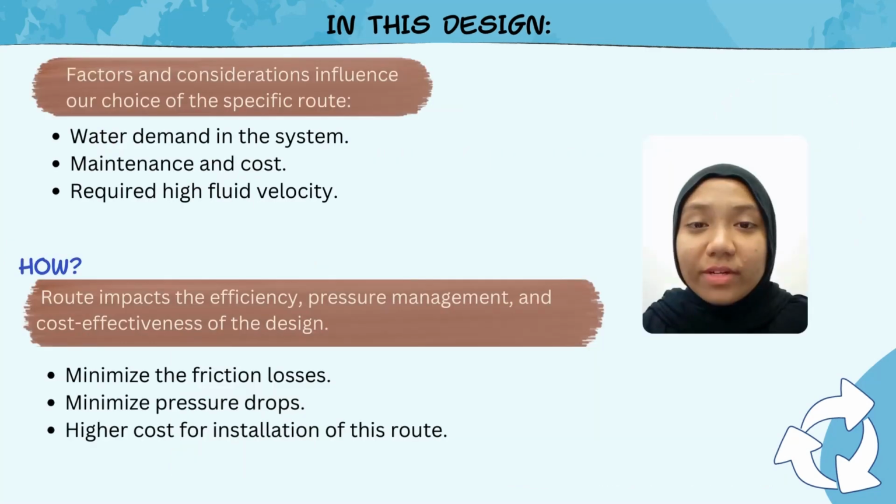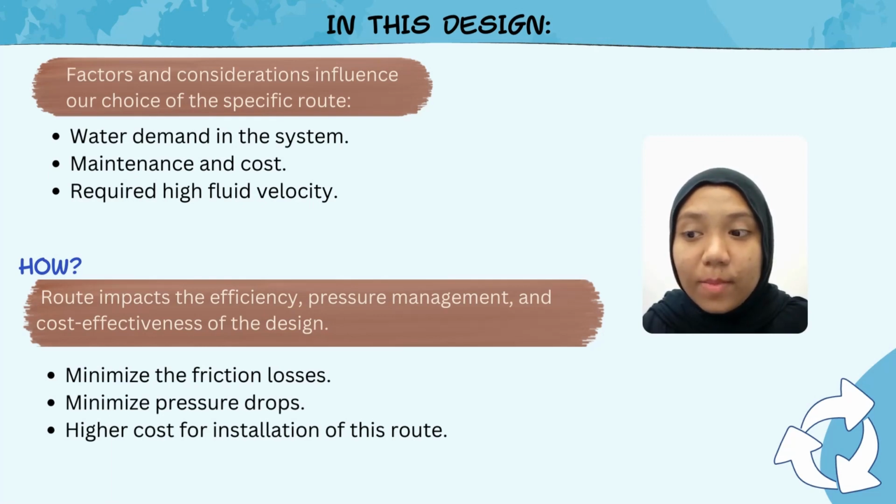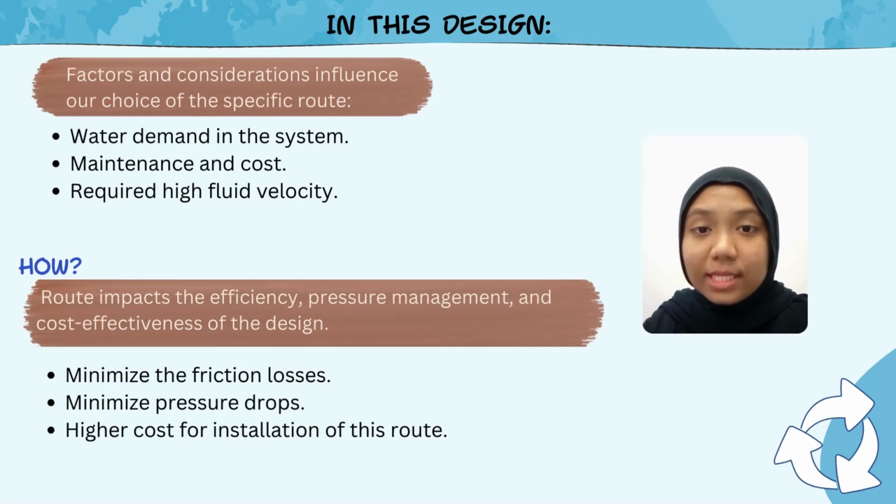However, these design factors and considerations influence our choice of the specific routes, which are water demand and quality in the system. It's because pipelines prevent contamination from external sources and minimize the risk of water quality issues. The operation also needs a lot of water to do the processing part. Other than that is maintenance and cost. We choose routes with a higher installation cost to get the best quality and to avoid hazards.